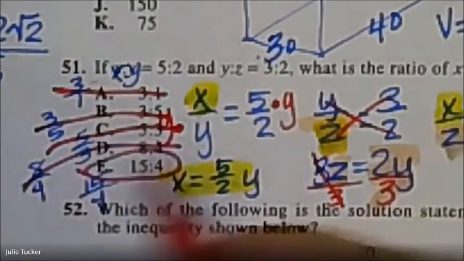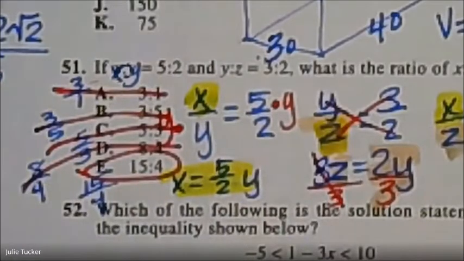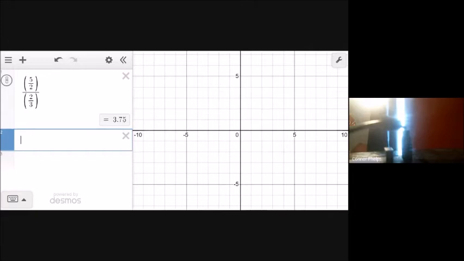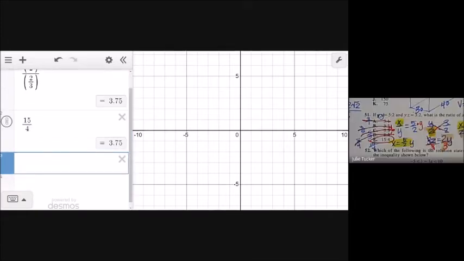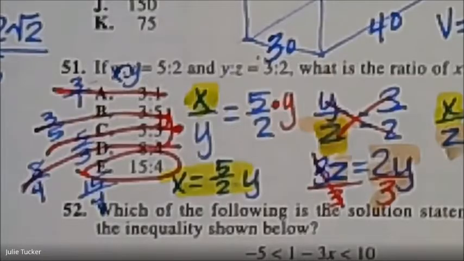So we already know this is the answer, but we're going to check it on Desmos. We're going to see if 15 divided by 4 is 3.75. So let me share that tab back to you. There we go. That's the right answer. All right, number 52.